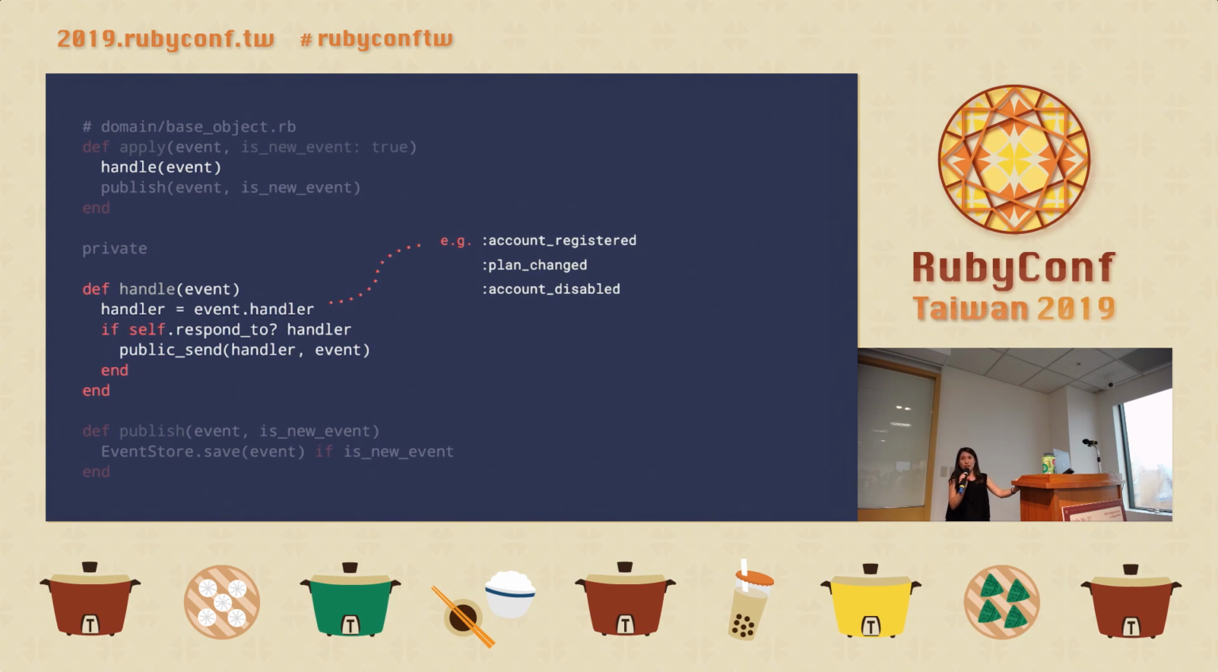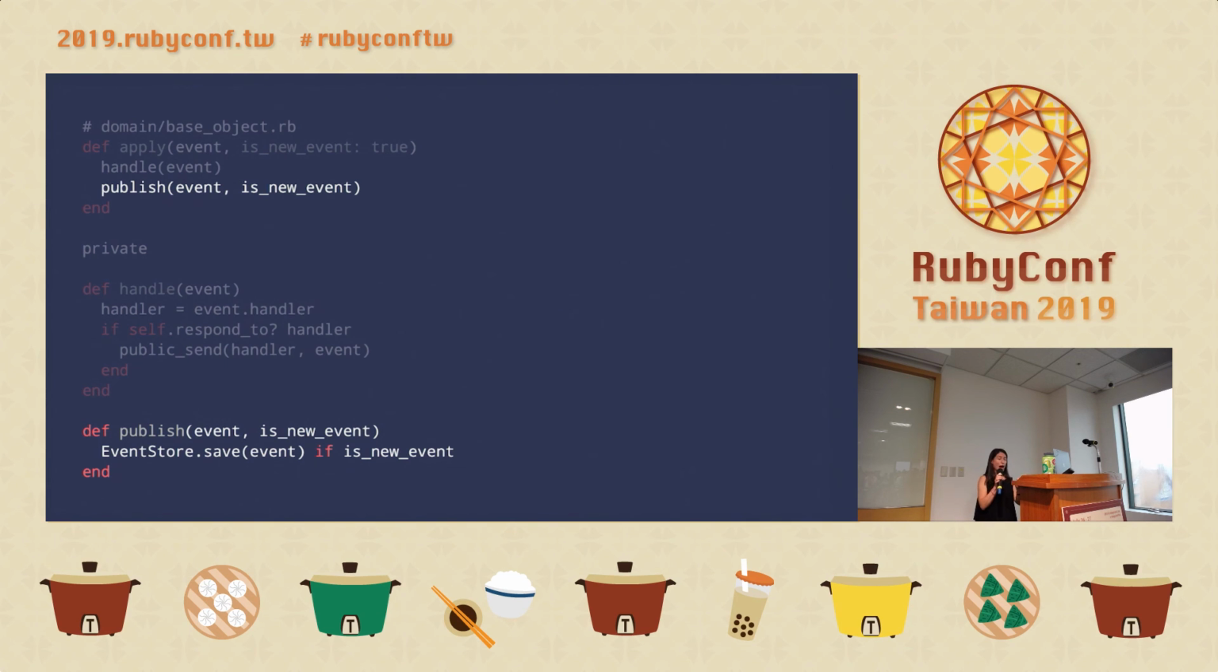So handle will just ask the event for a method that knows how to handle the event, and it will call it with the event as an argument. And the domain model is still responsible for describing how events are handled, which kind of makes sense. Our domain models are describing our business logic, how our system should behave, so it makes sense that it is still responsible for describing how events are handled. And publish, the second step in our apply method, is going to save the event to our event store, only if it's a new event. And we'll talk about the times that we have events in our system that are not new events in a little bit.